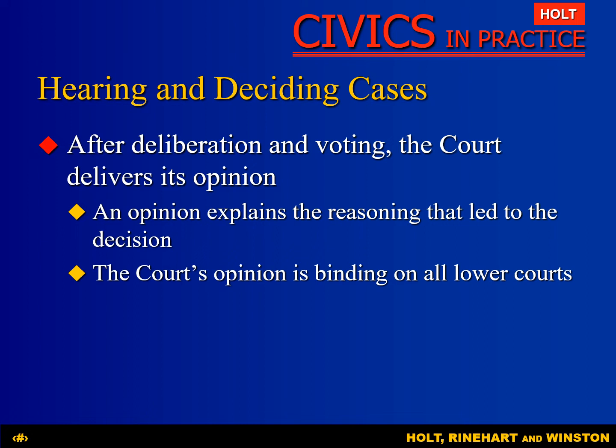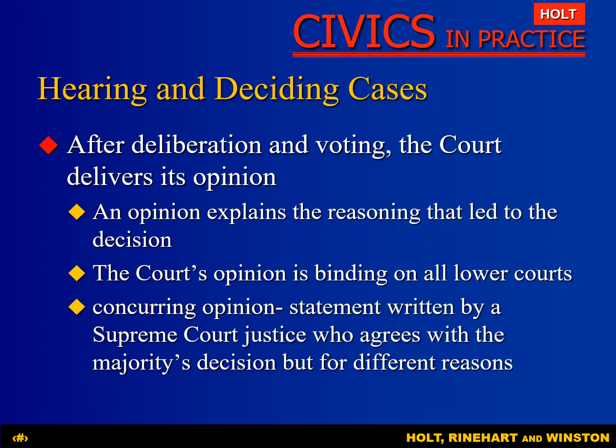Now, when the court reaches a decision, they only have to have 5 justices that agree. So that means that of the 9 justices, there could be 4 that don't agree with the decision. When the court issues a decision, one justice will be selected to write the main court opinion. And that is the one that is binding on all lower courts.